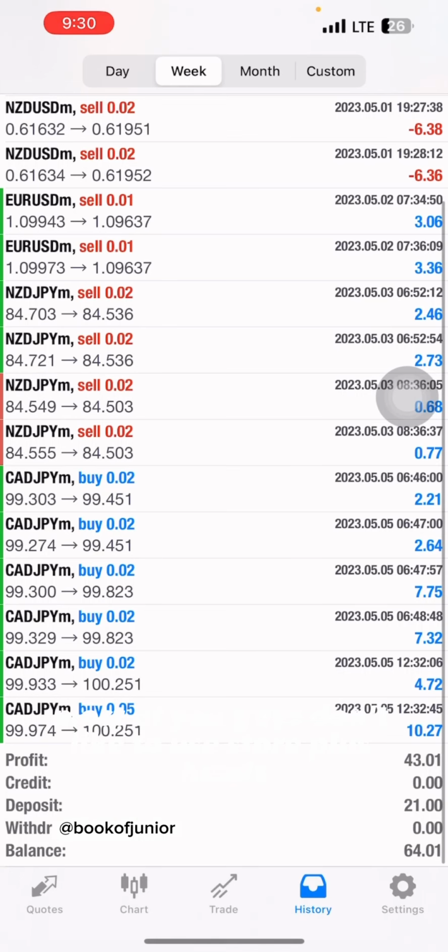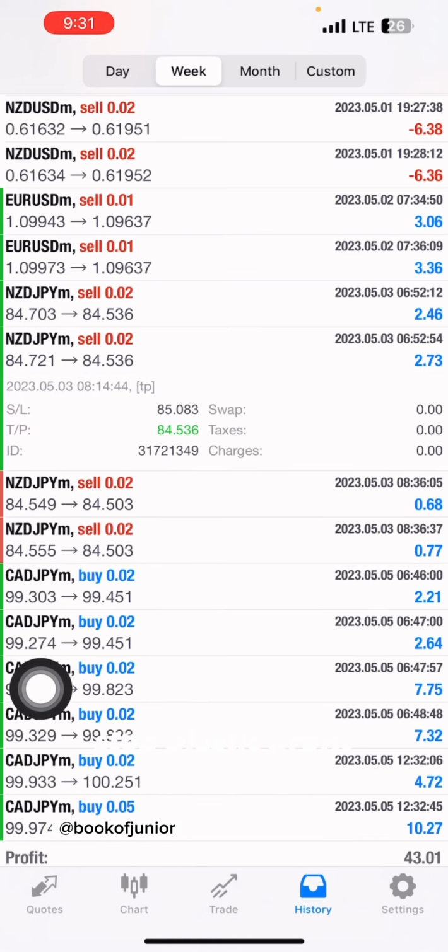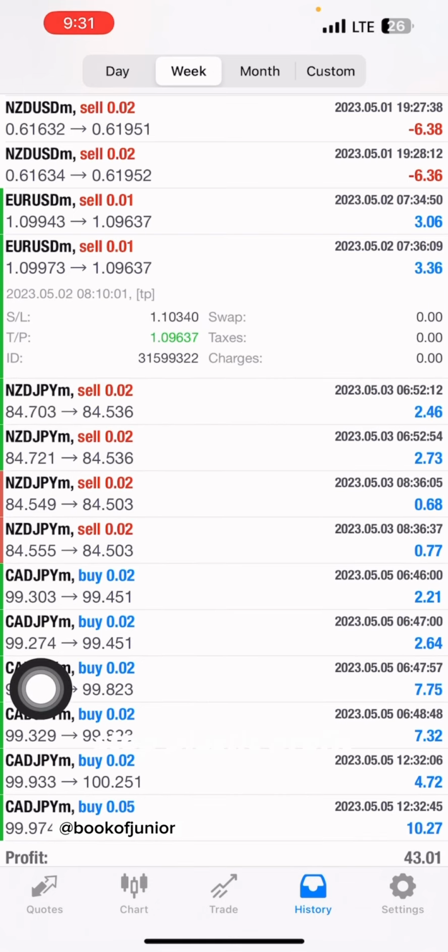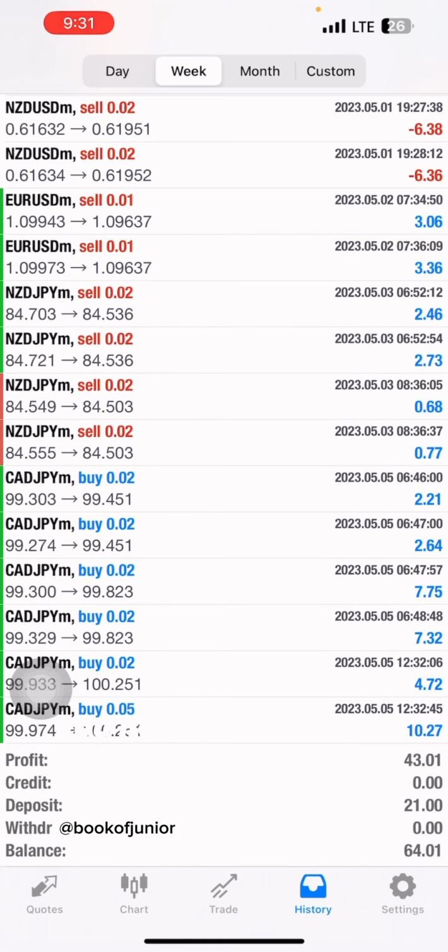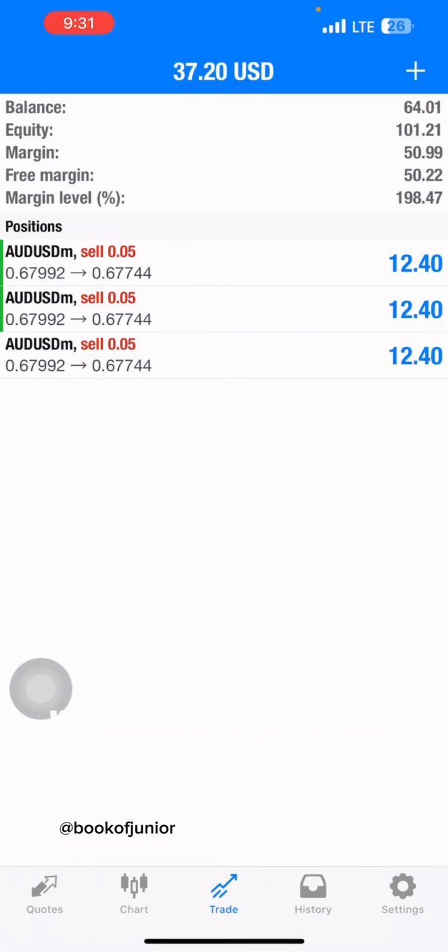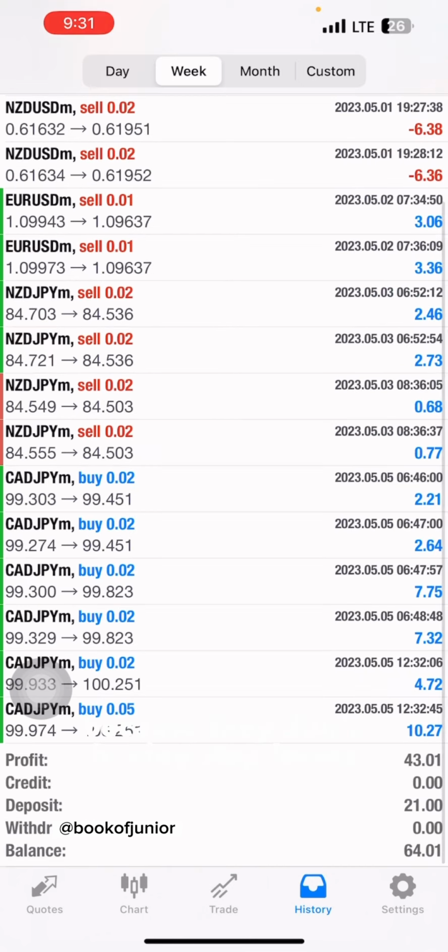Most of you guys don't like to use stop losses. You can see stop loss, take profit, stop loss, take profit. You need to use this at every step you're reaching into the market, traders. And the reason for this is because you don't want to lose money. Most of the time people blow small accounts because they aren't using stop losses.